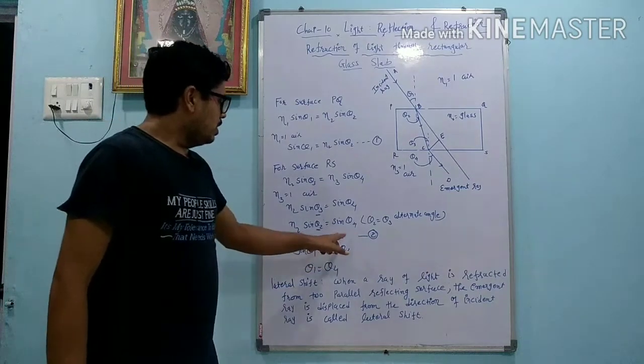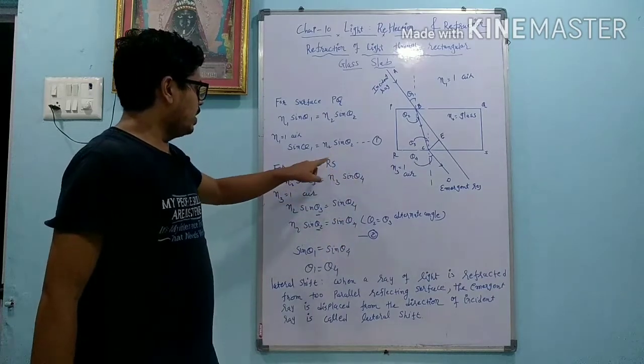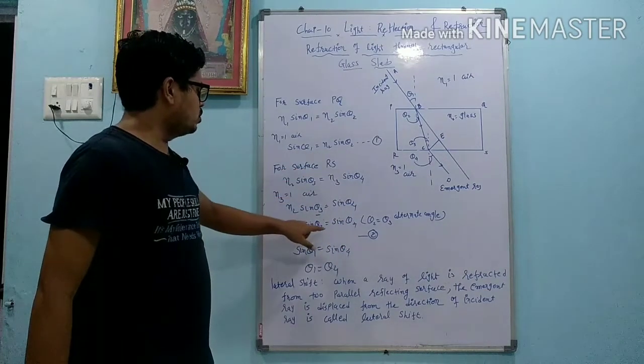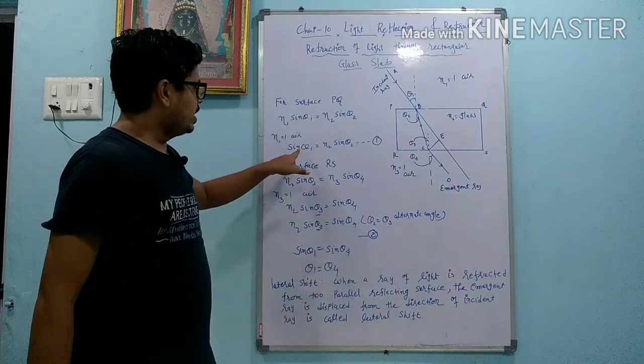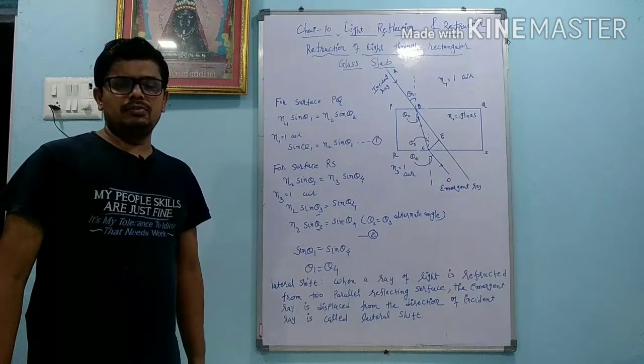Now we will compare both result number 1 and result number 2. If we compare, then we find that eta 2 sin theta 2 is common. So we can write sin theta 1 equals sin theta 4. So theta 1 equals theta 4.